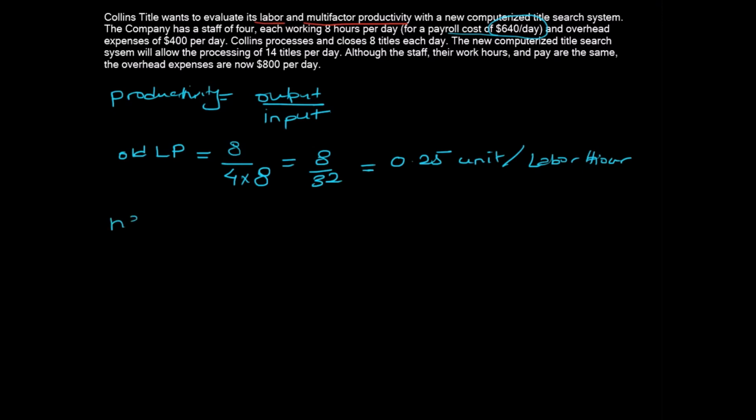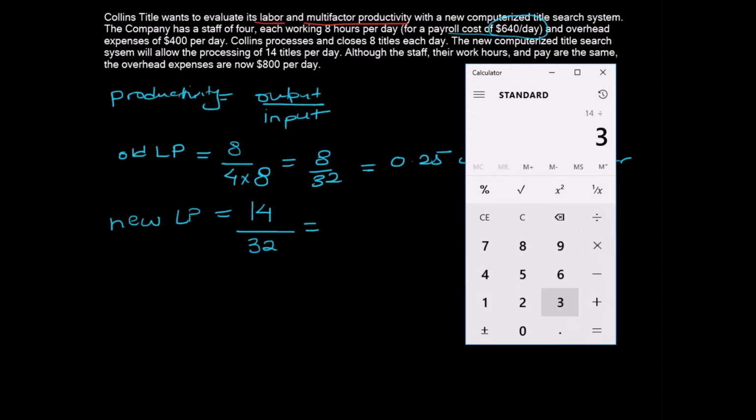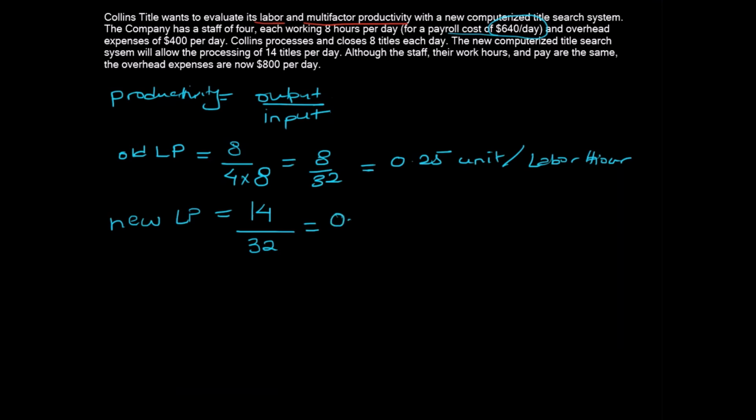So our new labor productivity is going to be our new output, which is 14 titles. And by the way, because I have no idea what titles mean, I don't know if it's movie titles or whatever. So they have 14 titles divided by, now it says here that the number of staff and the work hours are the same, so it's still going to be 32. So that is 14 divided by 32, which is 0.43 or 0.44 units per labor hour.